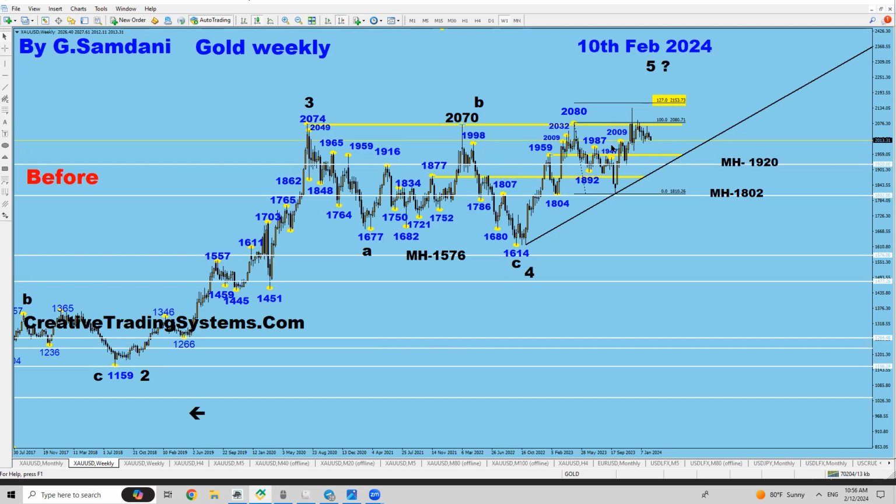And then we have 1987, 1965, 1959, and if I get lucky, 1920 would come into play, right? 1916, big number here. So let's see how far it goes. Okay, so this is what happened.